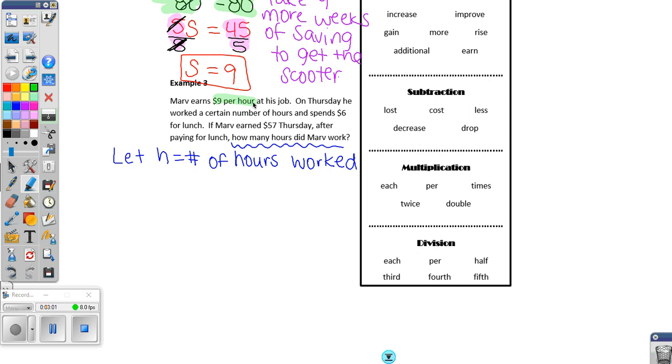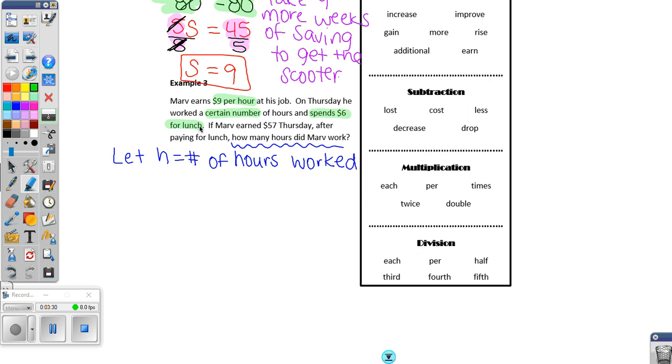Well, it says on Thursday he worked a certain number of hours, and that's what we're trying to figure out, right? They worded it that way because they didn't tell us how many hours he's worked. That's what we're trying to find. But we also know that he spent $6 on lunch. So that word spent means that he had to take some money out of his wallet and pay for his lunch. He had to pay $6. So that's money that he lost. That's money that he spent.